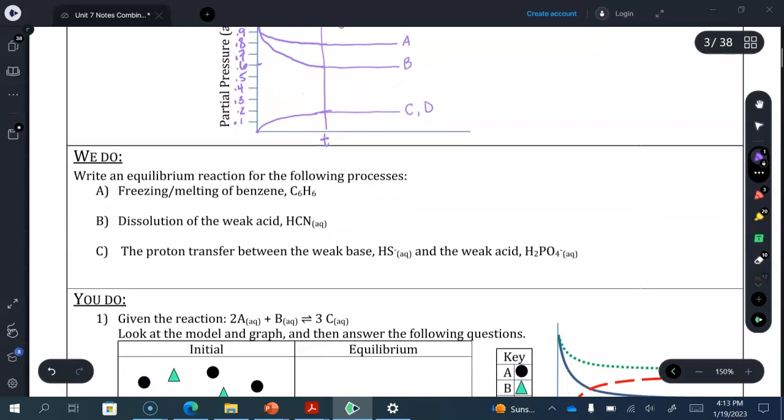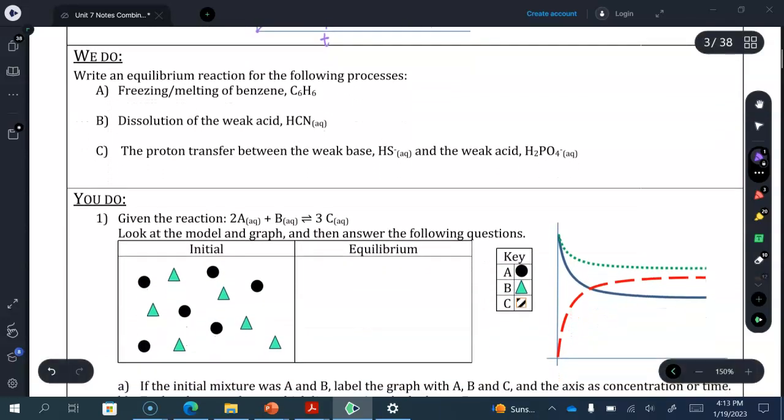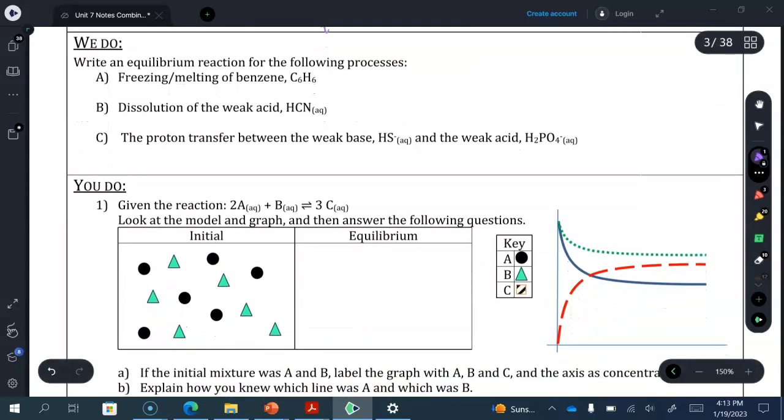So let's look at this. We're going to write an equilibrium reaction. Remember, that means that when we write the reaction this time, we're going to use this double-headed arrow for the following processes. So I want you to pause the video and try all of these right now. So please pause the video now.